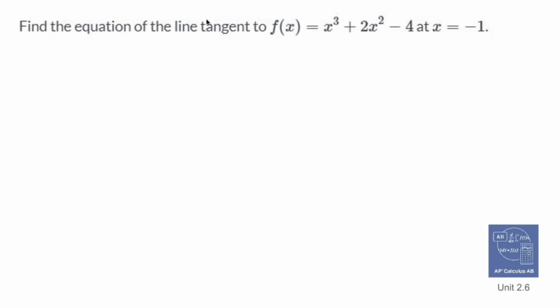Find the equation of the line tangent to f of x equals x cubed plus 2x squared minus 4 at x equals negative 1. I don't know what this looks like, but I know it's a cubic, and I know at some point x is going to equal negative 1, and I'm supposed to find the line tangent to that at negative 1. Well, what do I know? I know that the slope of the tangent line is found by taking the derivative. So in order to find this slope, I have to take the derivative of it.